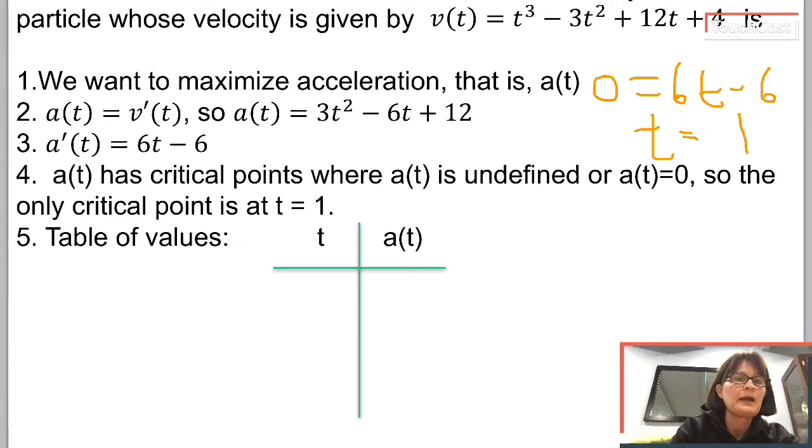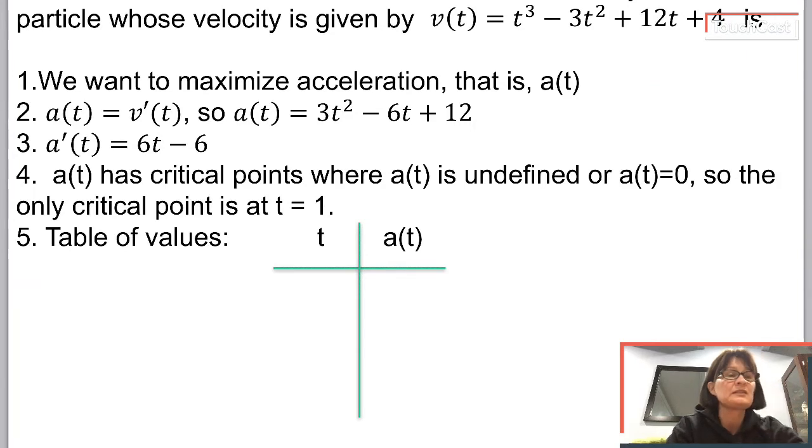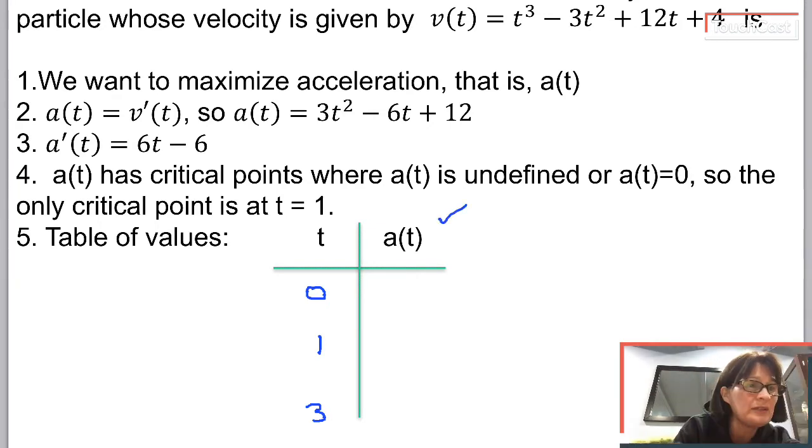So here I have my t-chart. I'm ready to make my list. I said in my t-chart I'm going to need endpoints. I was given 0 and 3. I'm going to need to use any critical point. I got a critical point, t equals 1. So I'm trying to maximize acceleration. I found critical points for acceleration and the endpoints for my acceleration. And now I'm just going to compute the acceleration at those input values. I'm really going to pick the result that's biggest.